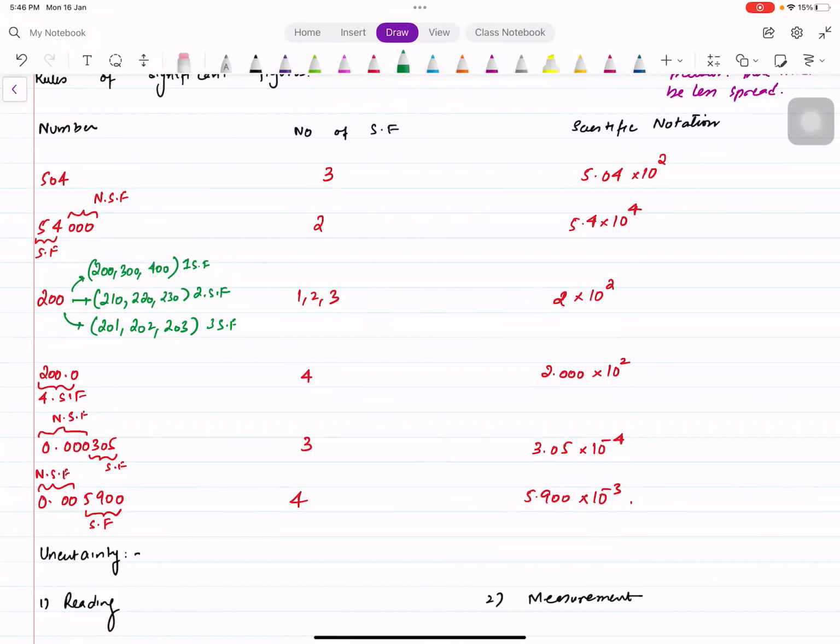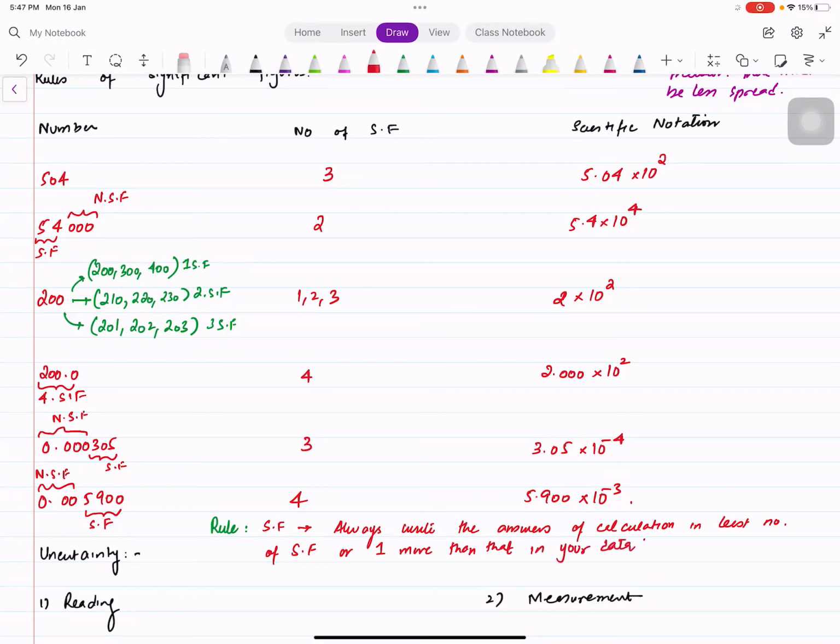So the rule that you guys need to remember for writing answers is that for significant figures, always remember to write the answers of calculations, when you're calculating using formulas, etc., in the least number of significant figures or one more than that, in your data. That's what you should always follow.